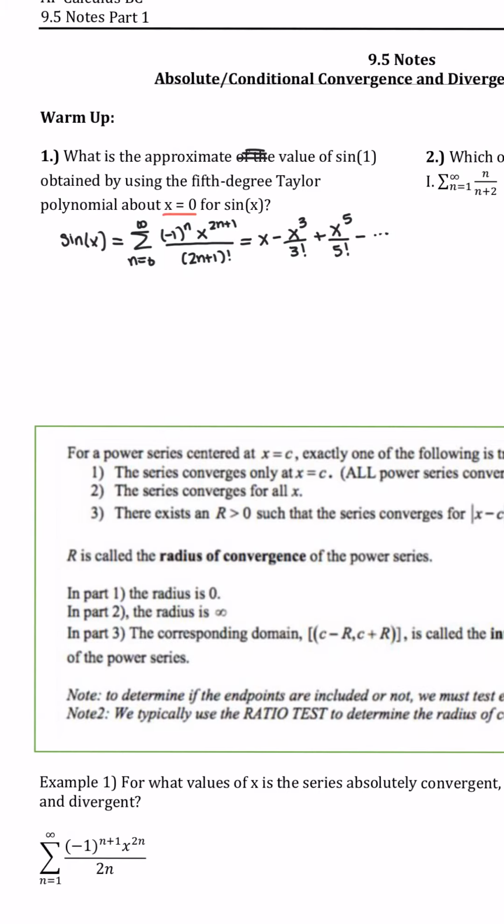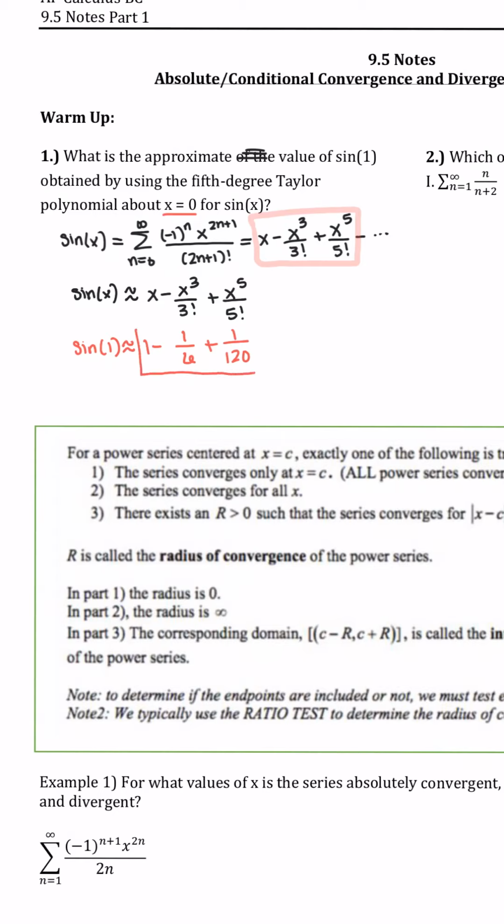But here I can see is my fifth degree Taylor polynomial. So I know sine of x is approximately equal to x minus x cubed over 3 factorial plus x to the fifth over 5 factorial. Now if I want to know what the value of sine of 1 is, I can simply substitute 1 in for my x values. So I'd have 1 minus 1 over 3 factorial, which is 6, plus 1 over 5 factorial, which is 120.